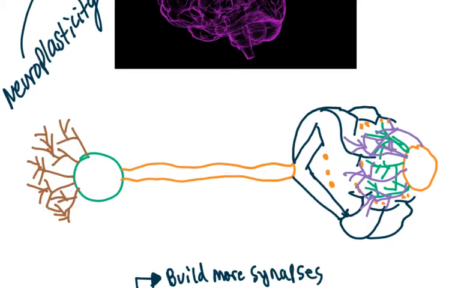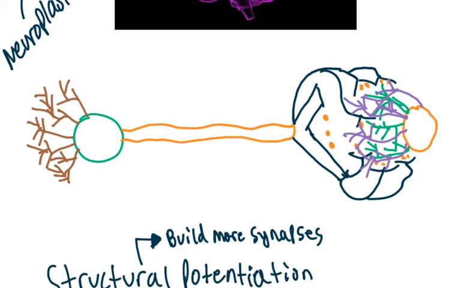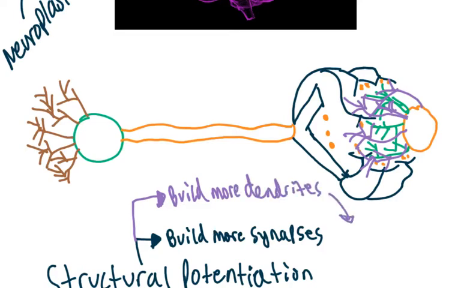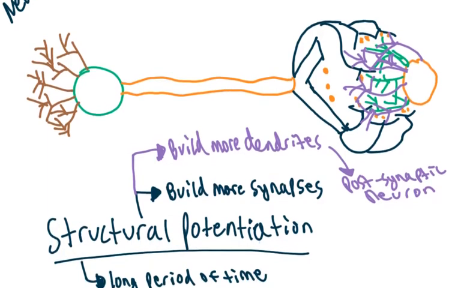More dendrites allow more sensitivity for the postsynaptic neuron. So you're able to receive way more signals, and that will cause you to fire an action potential faster. So another form of structural potentiation is you start to build more dendrites, in particular in the postsynaptic neuron. And that's why over a long period of time, you notice that you're much faster at something that when you started a long time ago, you were slower at. So now you're much better at it.